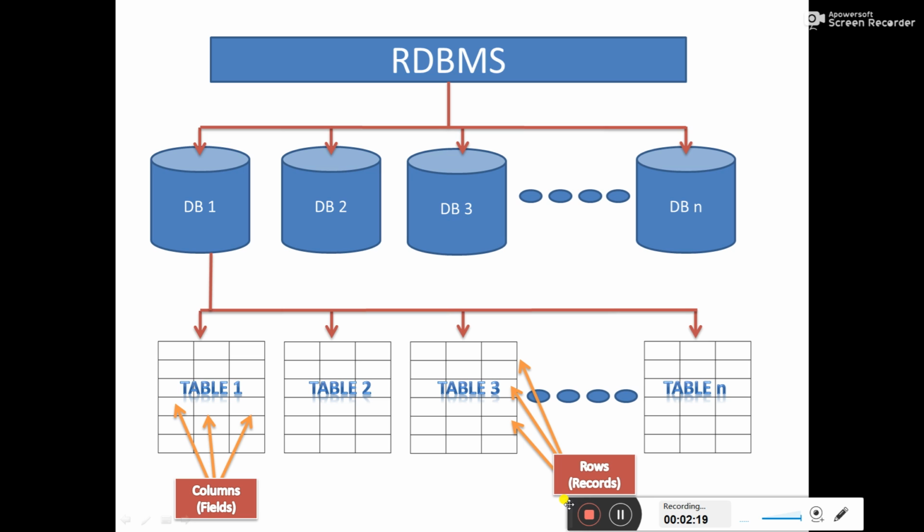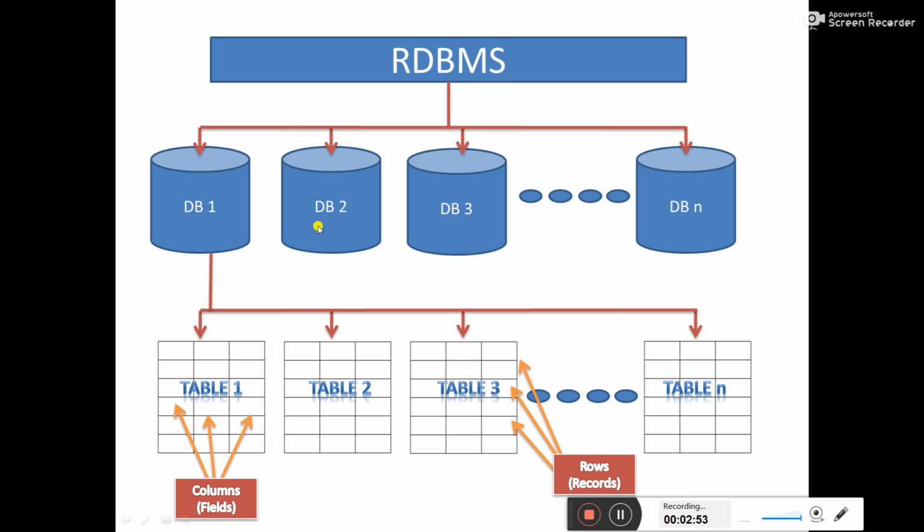Now, in one database, you can create multiple tables, like table 1, table 2, table 3, table n. These are the data tables in one database. In the second database, DB2, you can create multiple tables, and in the third database, you can again create multiple tables. These tables are related with each other, and that is what relational database management system means. So in one database you can store multiple tables which are related to each other.